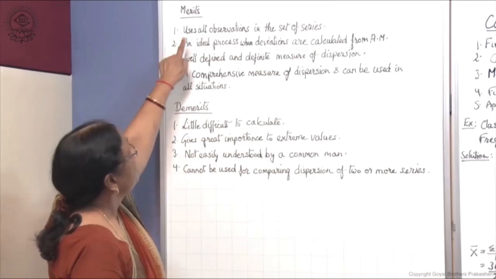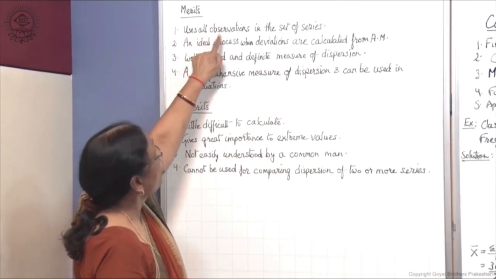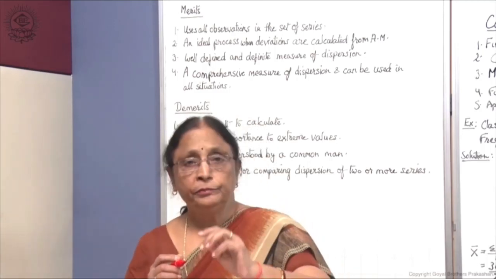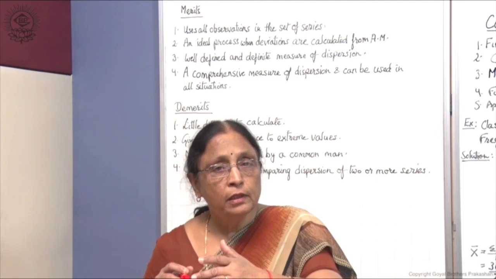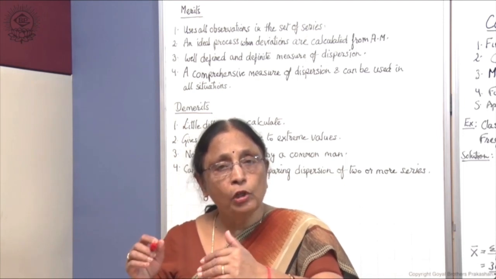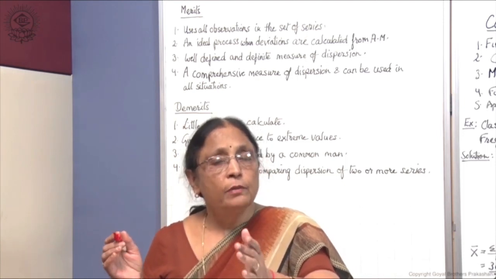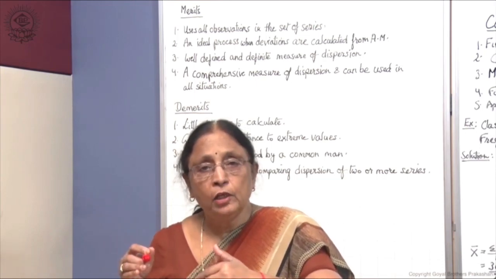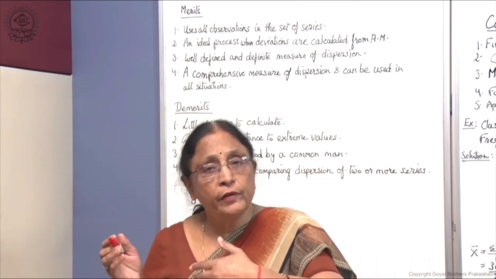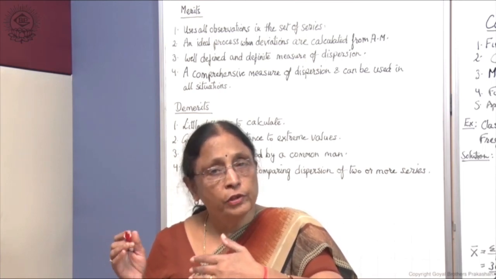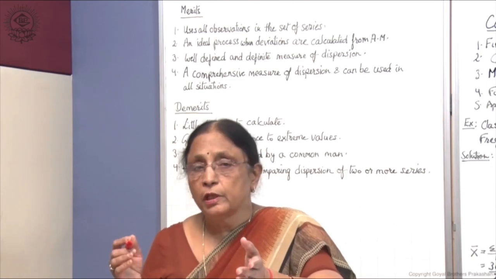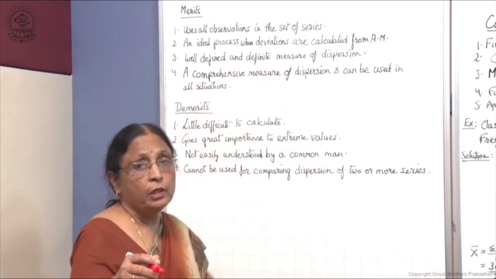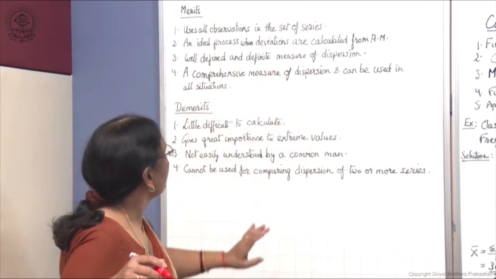First merit: it uses all observations in the set of series, as the deviation is taken out from the mean. So we can say that the first merit is that it uses all the observations in the series by taking out the mean. It is not like quartile, or you can say it is not like range, which is not taking all the observations into consideration. So in this way all the observations are taken into consideration. So this is a good measure.